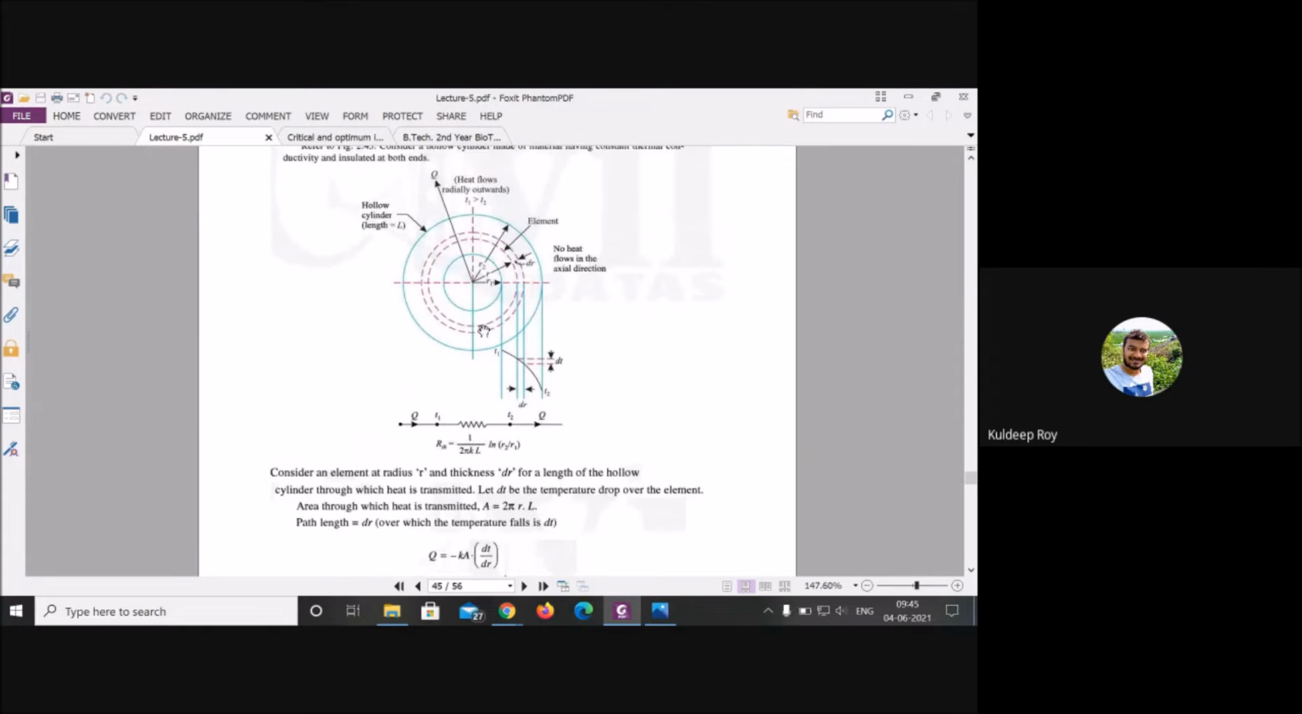And if you see, this is your R2. This is your hollow cylinder, length is L. Q will dissipate from inside to outside, in the radial direction. It is written here, no heat flow in the axial direction. We are talking about only the radial direction, how heat will transfer radially. Heat flows in the radial outward direction. T1 is higher inside, and T2 is lower.